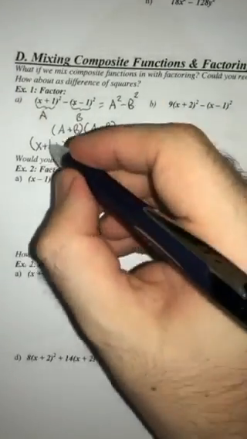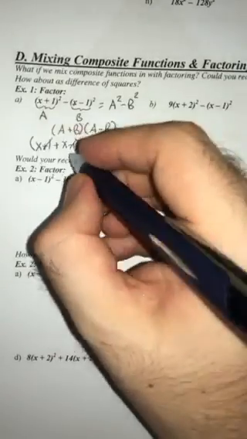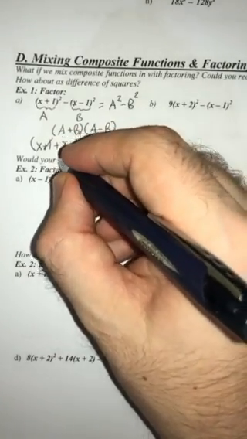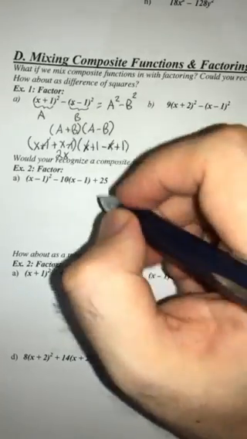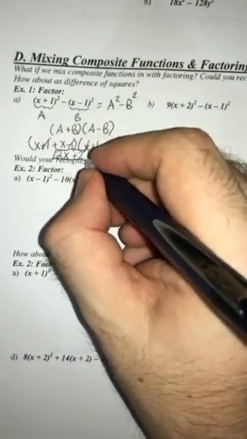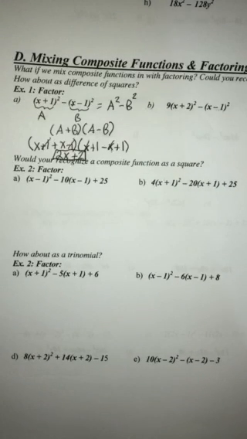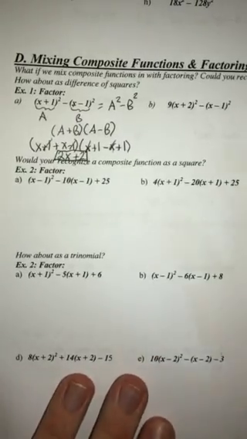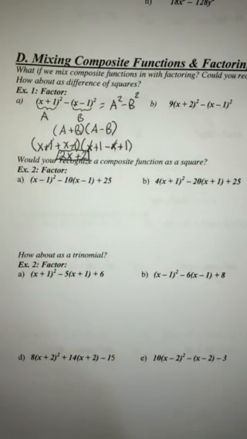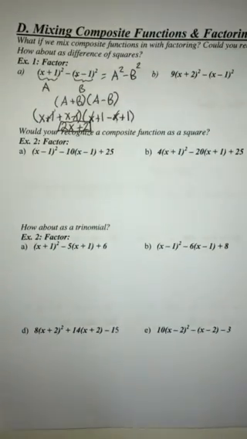So simplifying this, the 1's cancel and I get 2x. In this one, my x's cancel, and I get plus 2. There's my answer: 2x plus 2. So that's what you're going to do with composite functions. You're going to find a substitution. You'll notice with this first example, these are all difference of squares, so you'll be able to do that. Let's try these other ones.